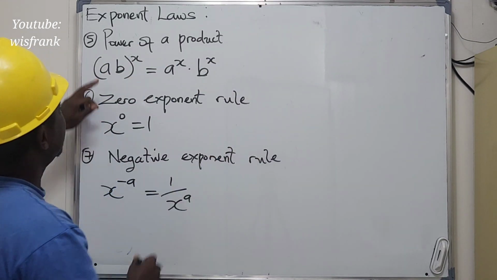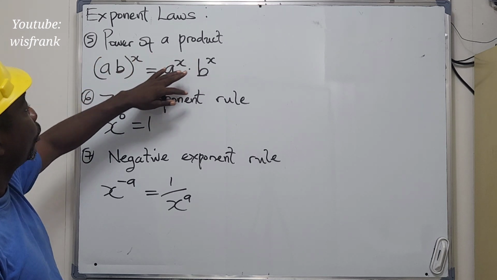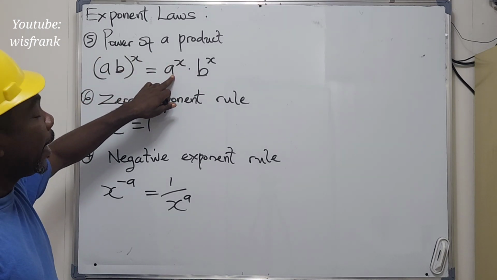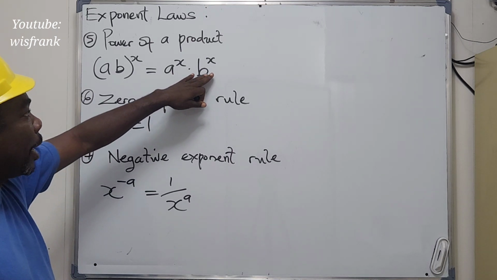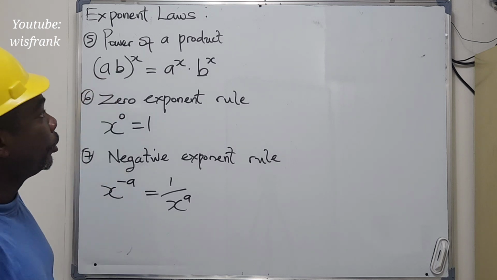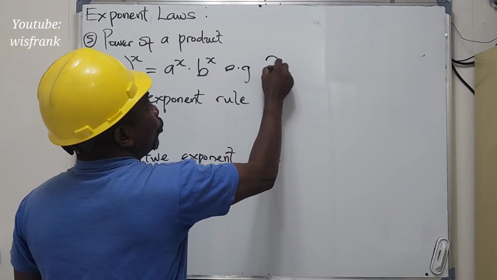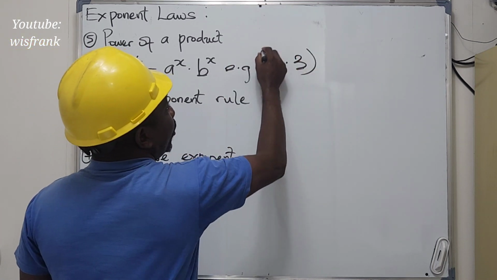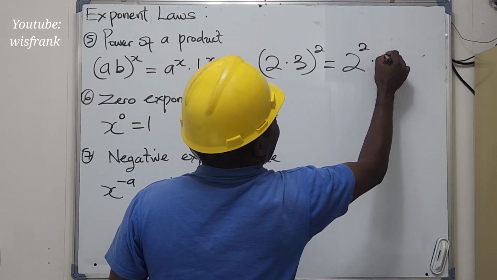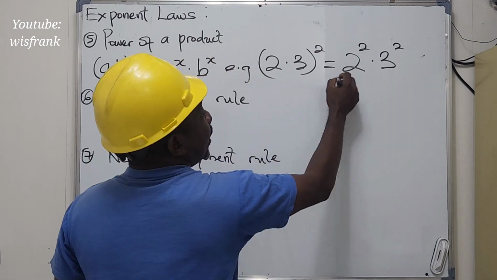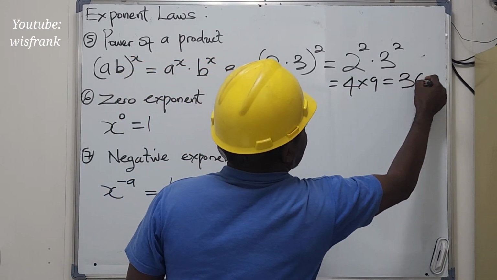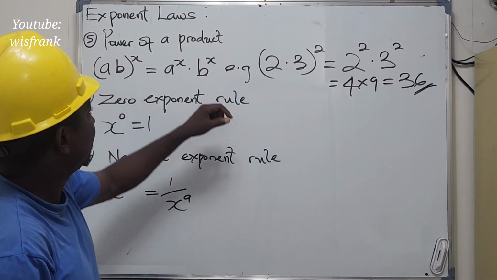The next one is number 5, power of a product. We have a times b, all to the power of x, which is the same thing as a to the power of x times b to the power of x. We can distribute the power into each of these variables. For example, when we have 2 times 3, all to the power of 2, it is the same thing as 2 to the power of 2 times 3 to the power of 2. This is the same thing as 4 times 9, which is equal to 36. So this is the answer to this expression.